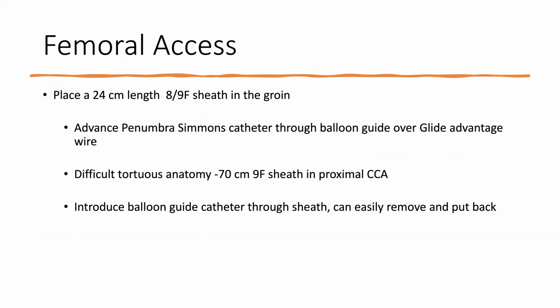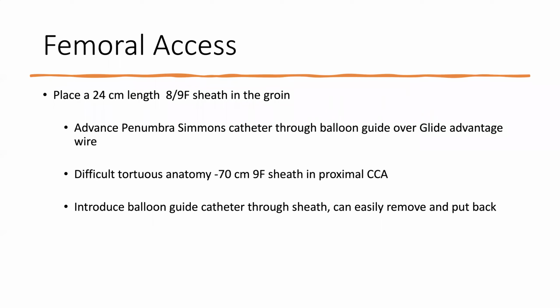So arterial access. We usually use a femoral access. We place a 24 cm length 8 to 9 French sheath in the groin, so it'll get you up into the lower abdominal aorta. Lately, what we've been using is usually the Penumbra Simmons catheter, which has a little bit more sturdiness, through the Walrus balloon guide catheter, and we put this over a glide exchange wire. And with this technique, we really haven't had any problems getting up into the ICA.